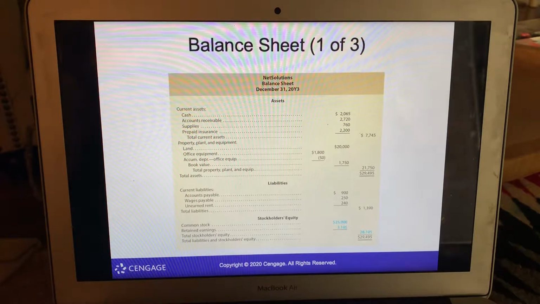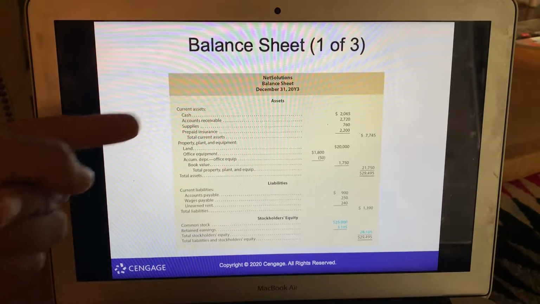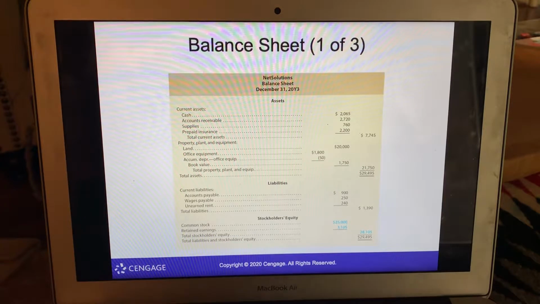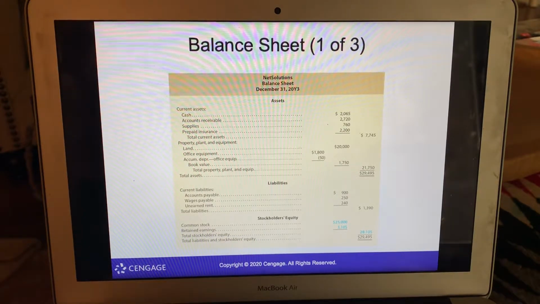The breakdown lists all of the accounts, and notice how this has current assets on it now, and this is our non-current assets, or long-term assets, or assets that can't be converted to cash quickly. So our current assets are accounts that can be converted to cash quickly. So then our total assets, 29,495, and then our liabilities, accounts payable.